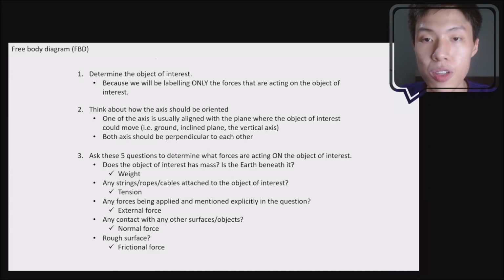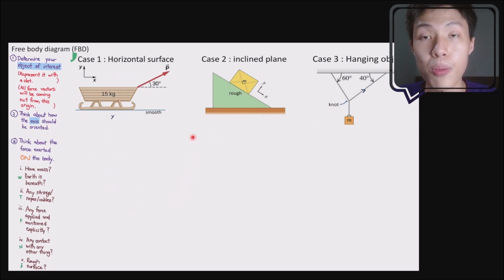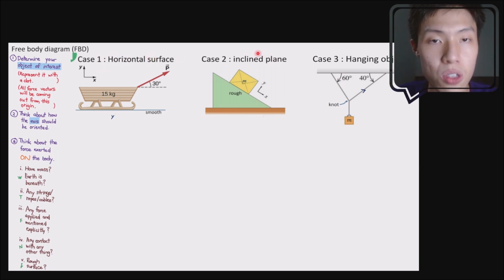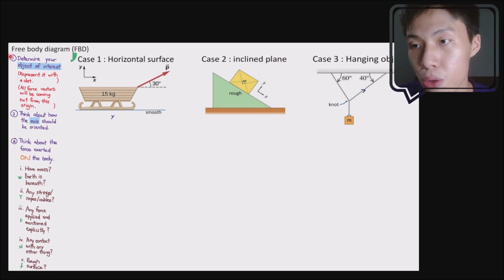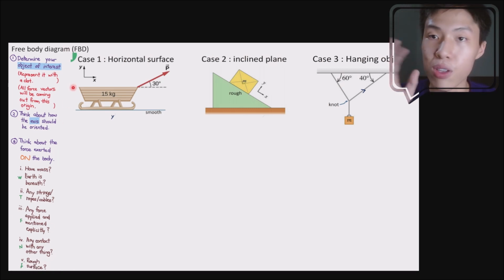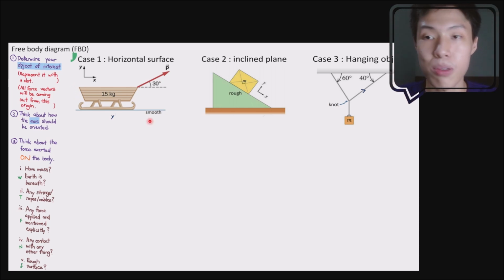Now, let's try to apply what we have mentioned in the previous video to draw the free body diagram for a few cases that we have here. So we have case 1, horizontal surface, case 2, inclined plane, and case 3, hanging object. So we'll be following the steps that we mentioned in the previous video. If you're not sure what I mean by the steps, please refer to the previous video where we discussed the steps that you need to follow in order to draw a free body diagram systematically.